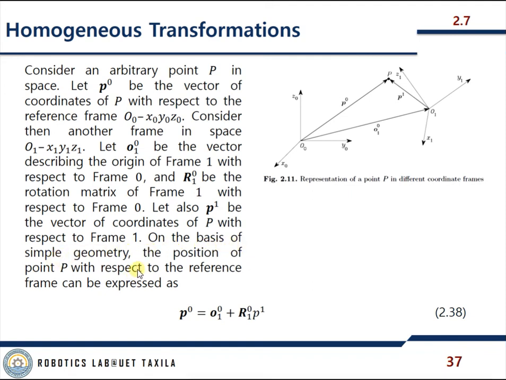On the basis of simple geometry, the position of point P with respect to the reference frame can be expressed as this one. First we add this translation motion: we move from here to here, so it is aligned with the origin, and then we transform this point from frame 1 to frame 0 by the rotation matrix. Makes sense, right? First we move from this point to this point, and then rotate it with respect to the reference frame, to align it. So this is done by the rotation matrix.